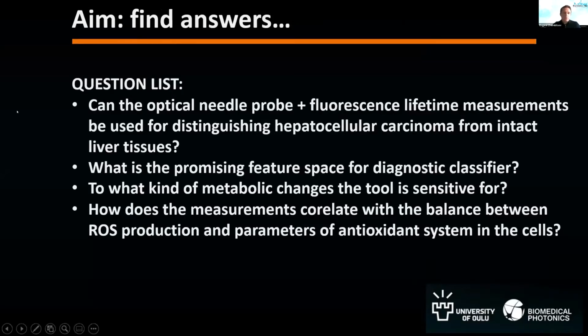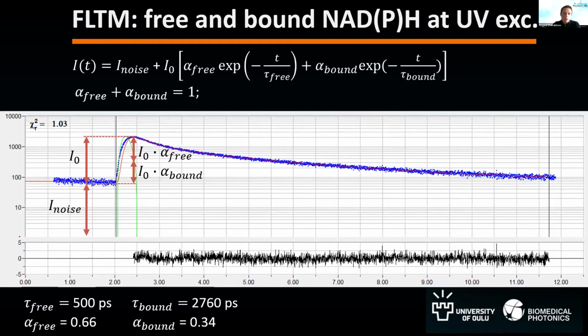So the questions of this work: how can we do diagnosis, and how can we detect hepatocarcinoma using fluorescence lifetime? What's the best feature space for a diagnostic classifier, and what kind of metabolic changes are we sensitive to? What can we measure using fluorescence lifetime?